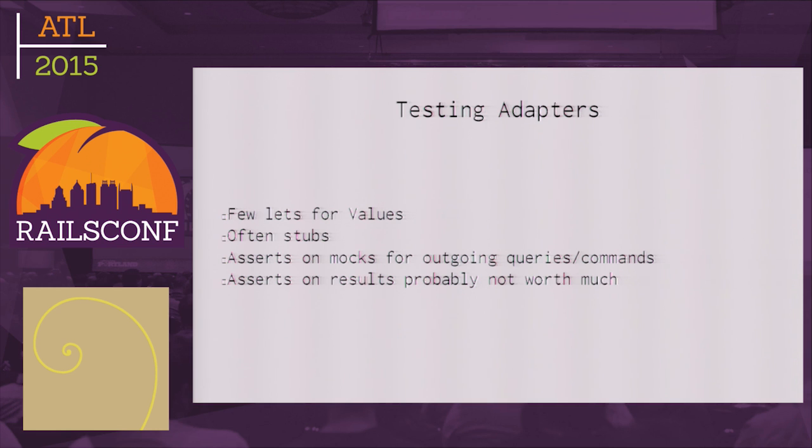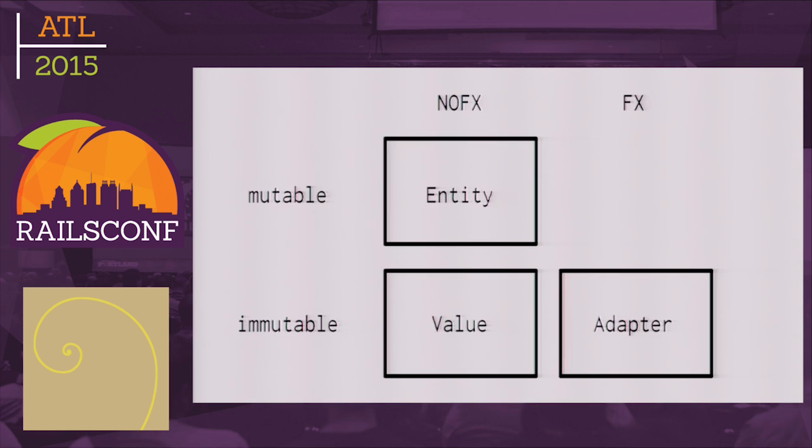And there's not a lot of benefit to checking results, because your test usually looks like you set up a mock to return some value, and then you call into the adapter, and then you make sure the result you get from that is the value you just mocked. So that's adapters. Values and entities don't have side effects, so they don't call adapters. Adapters call into values and entities. Otherwise, the values and entities would look like they had side effects too.